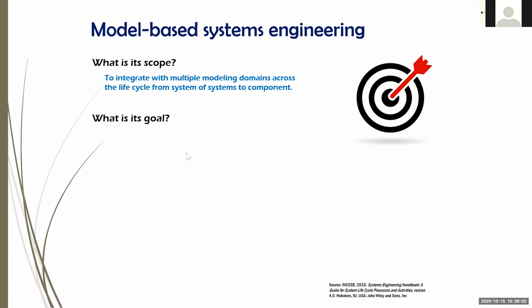Now, what's the scope of model-based system engineering? Well, as we were saying before, it is to integrate multiple modeling domains, mechanical, electrical, across the what? The life cycle, okay? From systems of systems to components. So the last part of that definition is telling us that we have different levels of abstraction: system, subsystem, component. And the first part is telling us that we're going to be open, not just to see the system from one application domain, but we have to be open to the different application domains, okay?